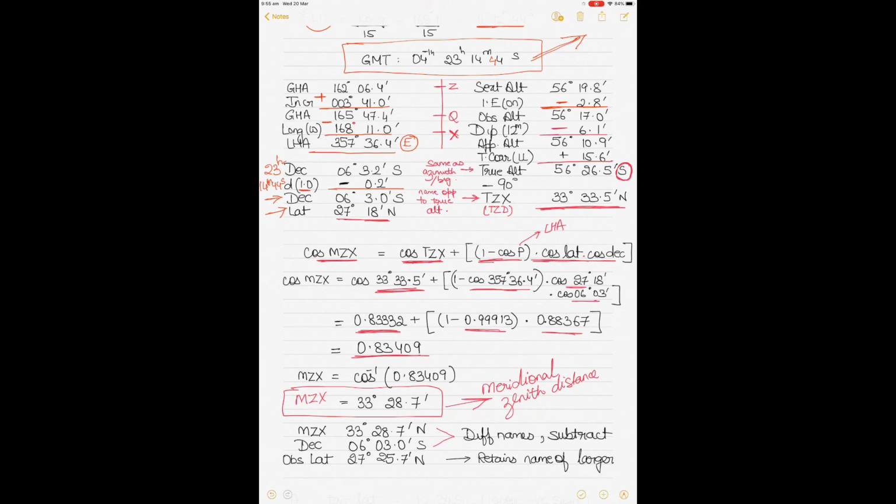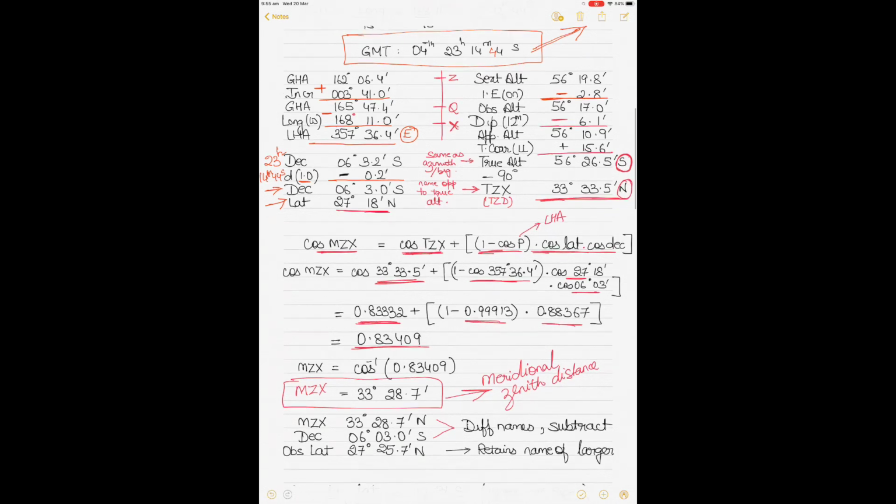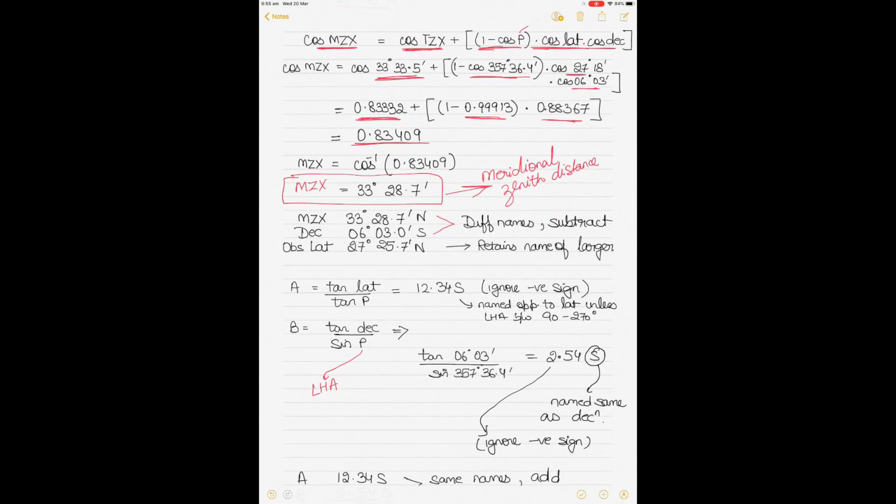Now when you are naming true zenith distance after that, you name it opposite to true altitude, which in this case becomes north. And you use the same rule for mzx. So when you are naming mzx, you will name it opposite to true altitude. If you have named true altitude as south, you will name this as north. Get it? And then the declination is 6 degrees 3 minutes south. You put that there the way you have calculated.